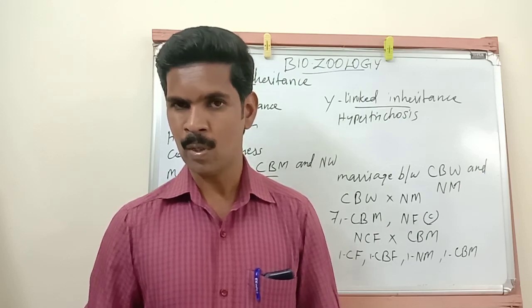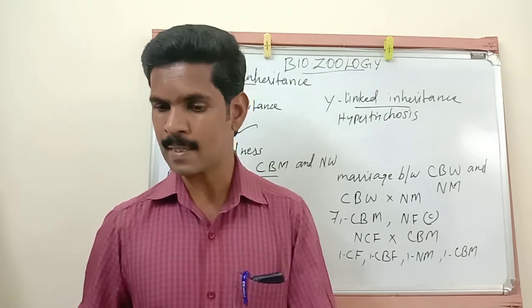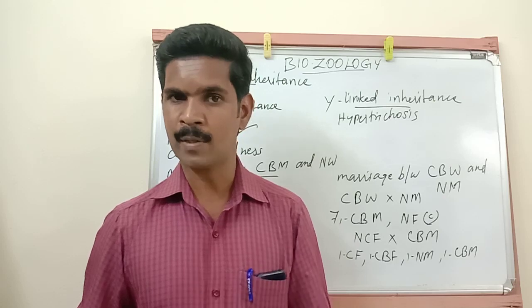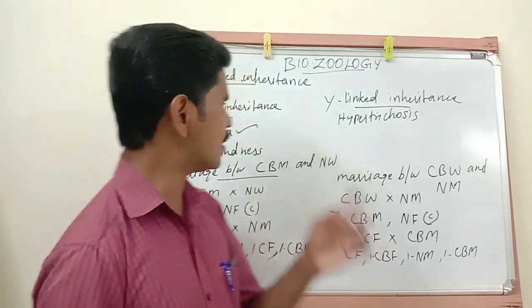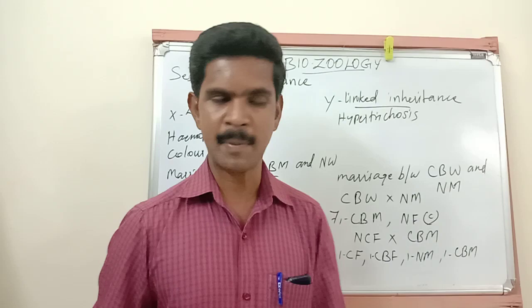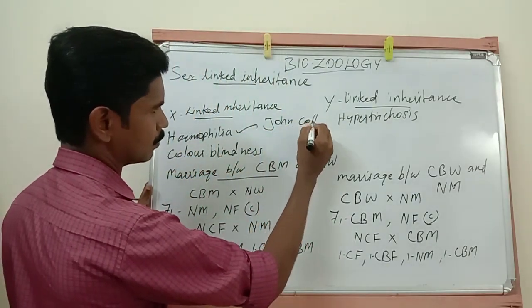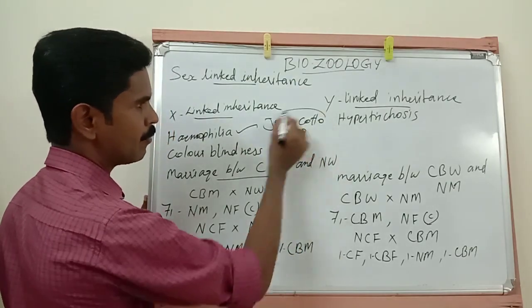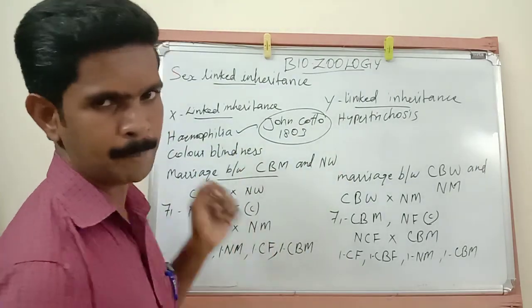Understand? So now I have said two important points about hemophilia. The first point is this disease affects men more than women. The second point is this disease is also known as bleeder disease. This disease was first discovered by a scientist named John Cato in the year 1803. He first identified this hemophilia disorder in the human body.